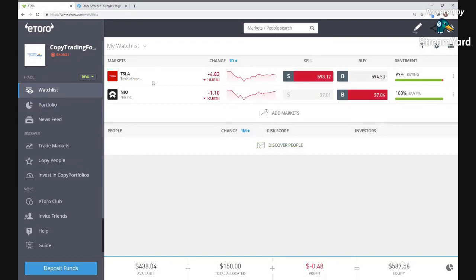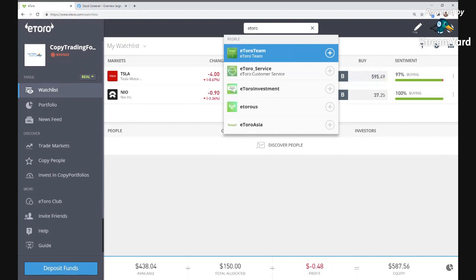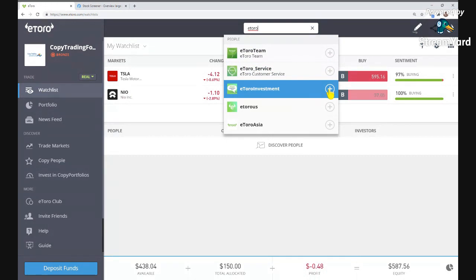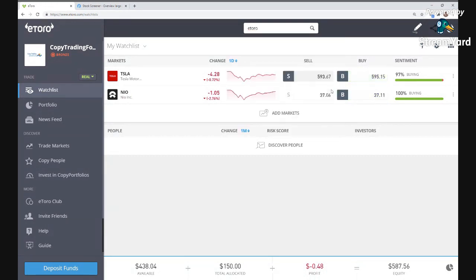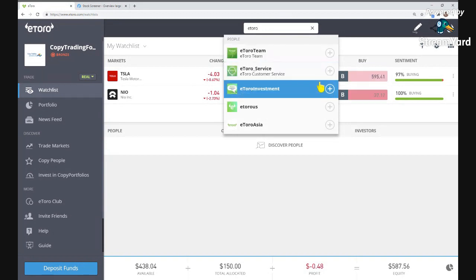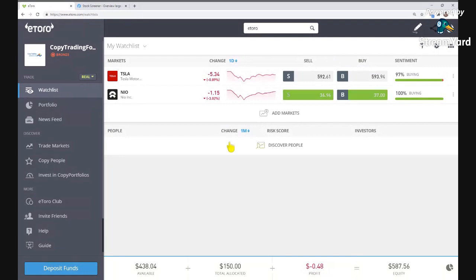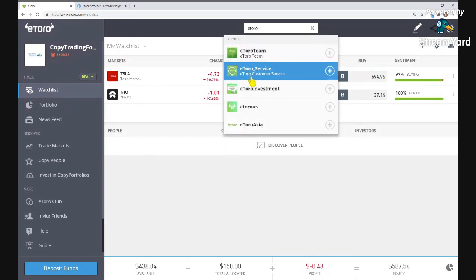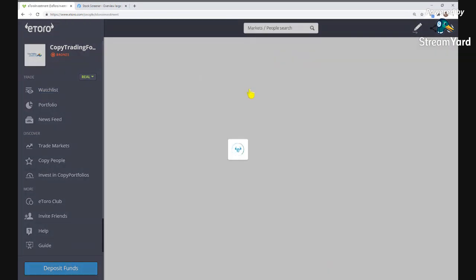I have Tesla and Neo, and another place you should watch, add to your watch list, is eToro. So eToro Investments, I'm going to add that to my watch list. Okay. So you just click on add here, and eToro team. So I added that there. It should show up now when I click on this. Let's see here. Maybe I have to click into them to show you.